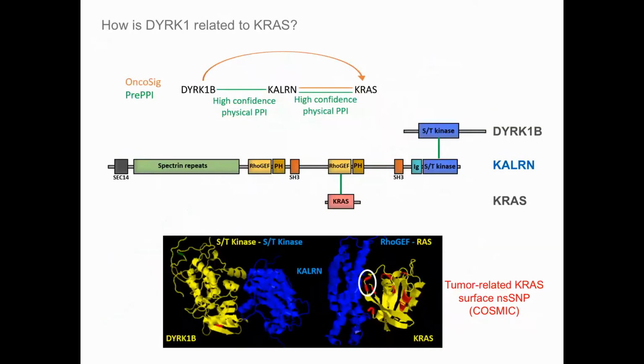And this is work from Diana Murray, who's here in the audience. And here you can see more or less how this is predicted to work. Here's DYRK1B, here's calorin, and they interact through kinase domains, shown here, but then calorin interacts with KRAS through a GEF domain. So what we see here is the beginnings of a structural network, which again, PrEPI is providing for us, and we're adding information that you don't get from the direct OncoSig predictions for KRAS interactions.